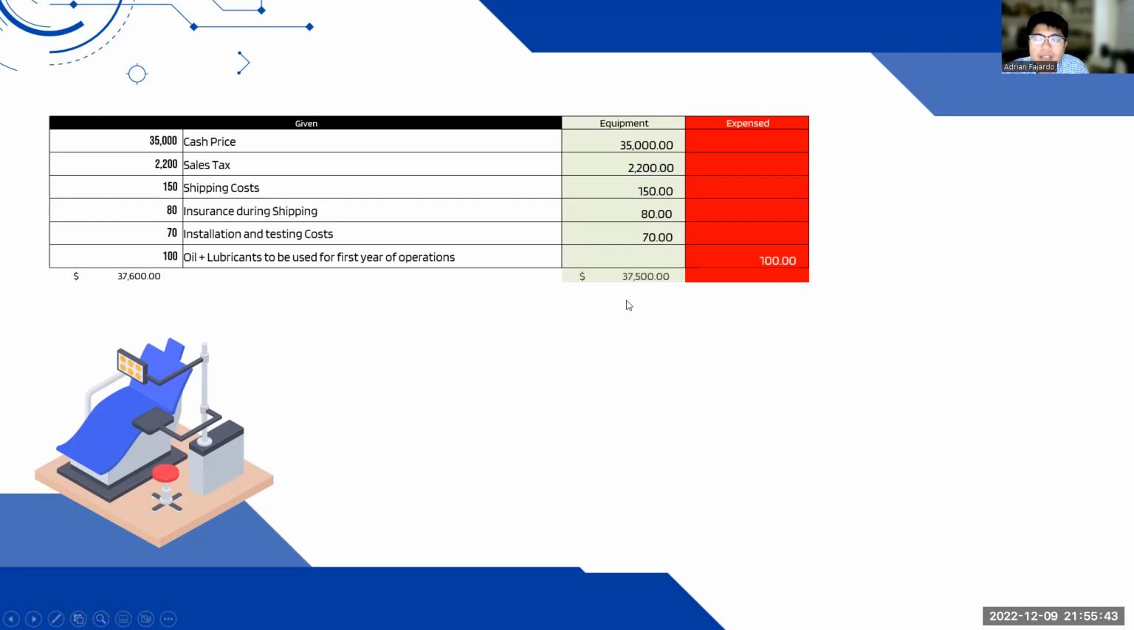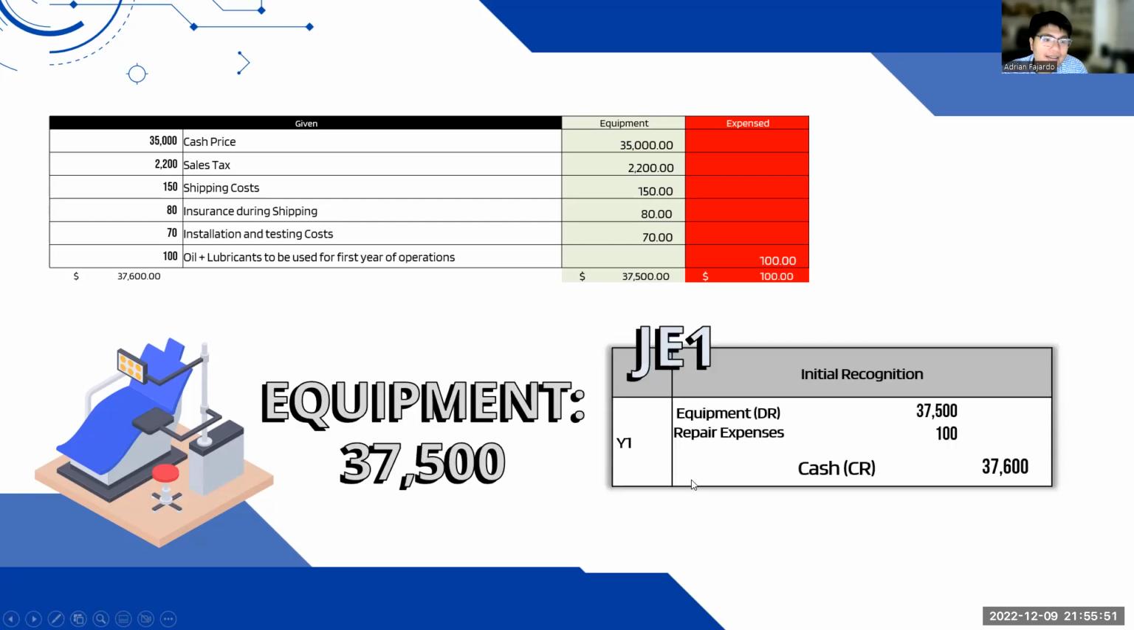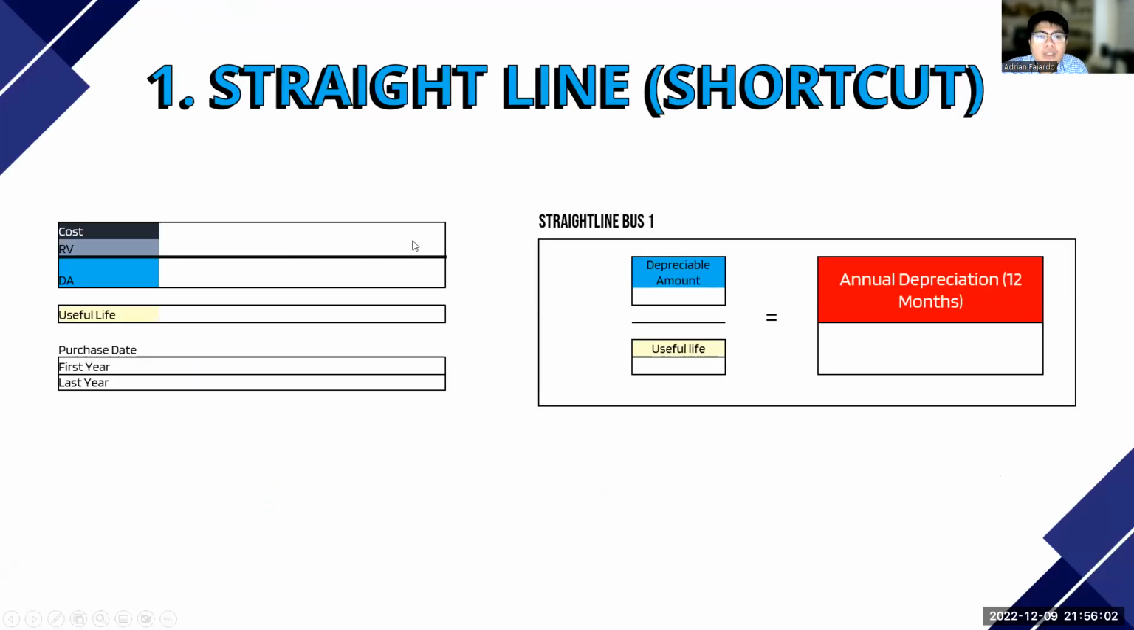Thus, 37,500 is equipment with an expense of 100. So equipment is 37,500. So our journal entry here is debit equipment 37,500, debit repair expense of 100, but we had a cash outlay of 37,600. Now that we know the cost of 37,500, we look at the residual value. What was the residual? 5,000.